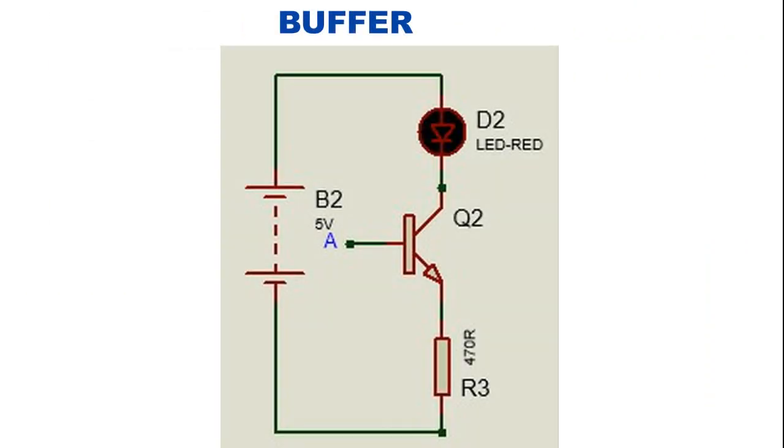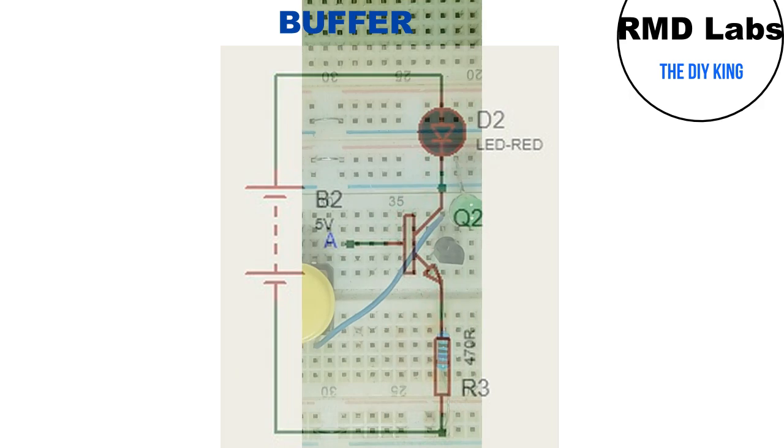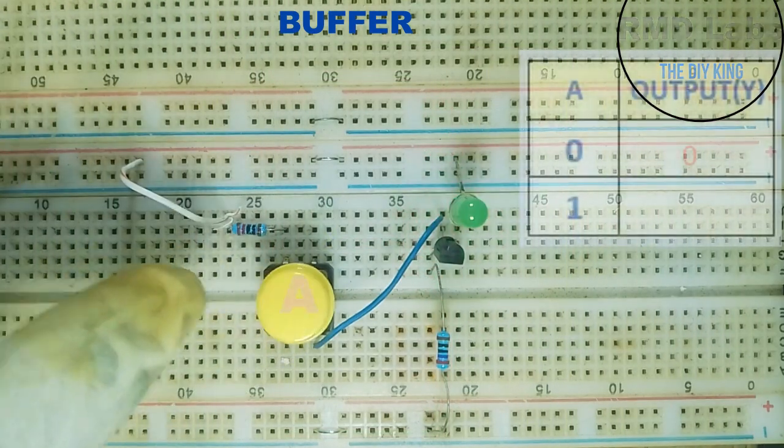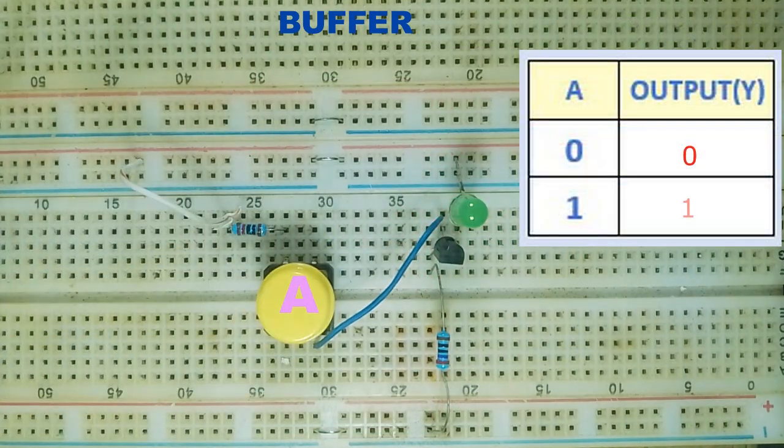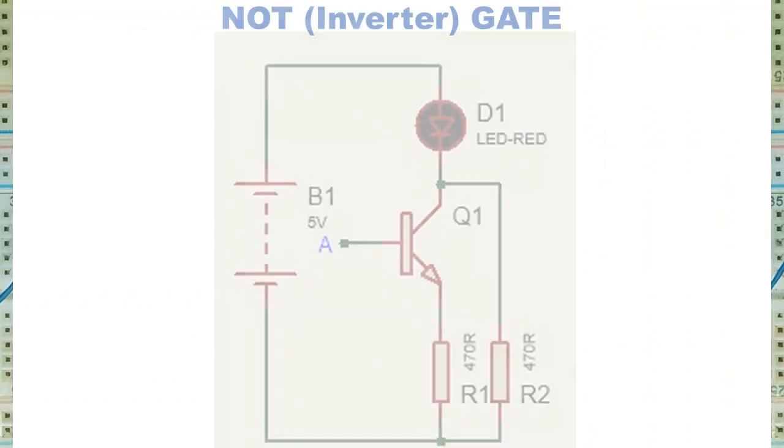Buffer. This is not so exciting a logic gate but still useful in some applications. Simply put, whatever is at input A appears on the output. When A is at logic 0, output is also at logic 0 and vice versa.